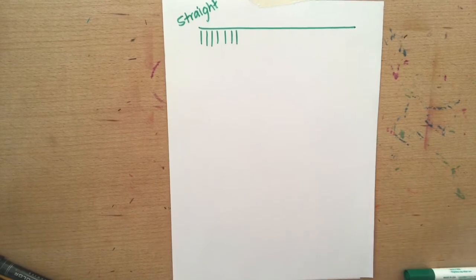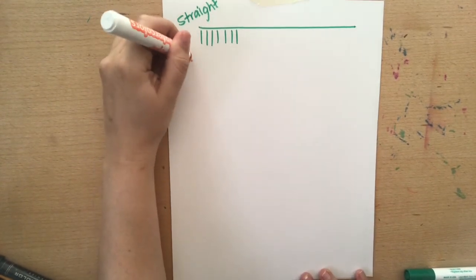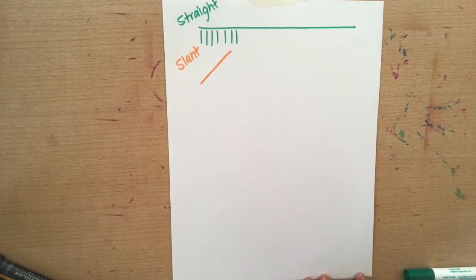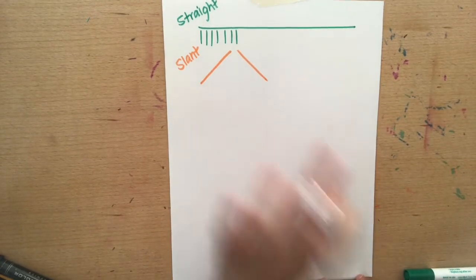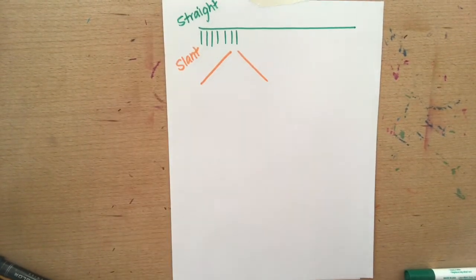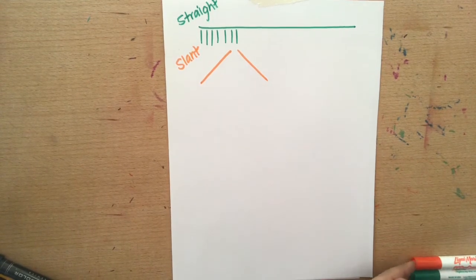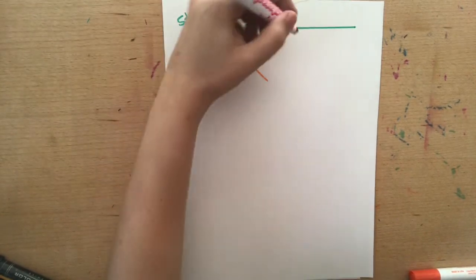Another type of line is one I like to call a slanted line, and it can slant one way, and it can slant another way. You probably use a straight line and a slanted line to make a certain shape. If you can think of it, give yourself a pat on the back. It is a triangle.